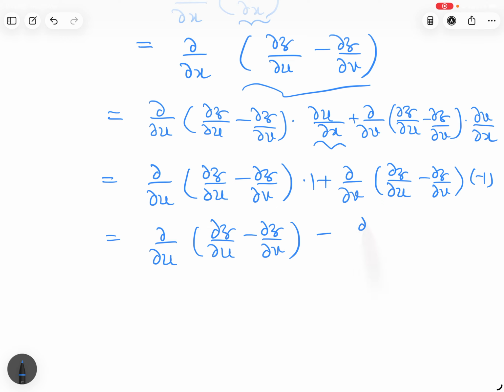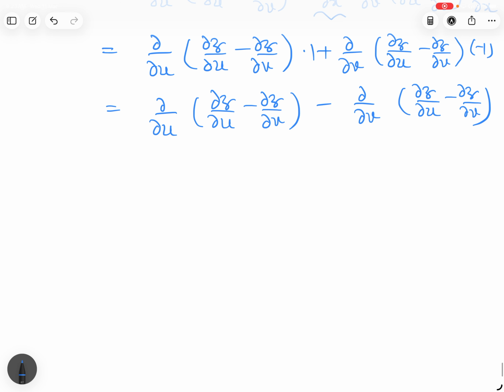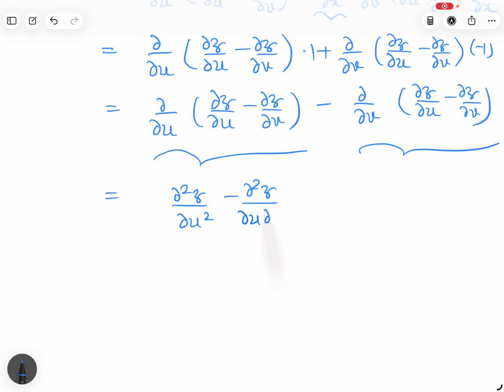So minus 1, I am writing in starting. Now solve these two expressions. What you will get? You take the partial derivative of the inside thing with respect to u. What will you get as the first term? Del 2z del u square. Next term, what will you get? Del 2z del u del v. Here, what will you get? Del 2z del v del u plus del 2z del v square.